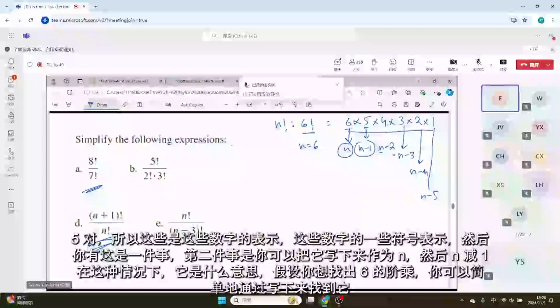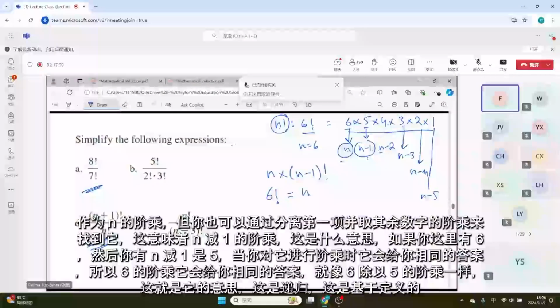This is one thing. The second thing is that you can write this down as n and then n minus 1. In this context, what does it mean? Let's say you wanted to find the factorial of 6. You could simply find it by writing it as n factorial. But you can also find it by separating the first term and taking the factorial of the remaining numbers, meaning n minus 1 factorial. What does it mean?